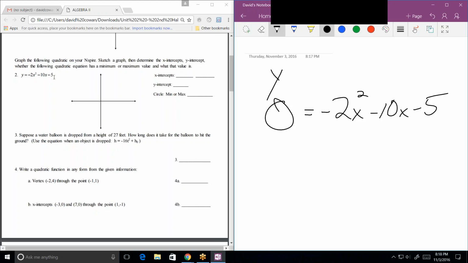So let's factor out a negative 1 and then divide both sides by negative 1. That's going to give us 0 equal 2x squared plus 10x plus 5. What's wrong with that? Nothing. That, incidentally, does not make the y-intercept plus 5. It looks like it could, but it doesn't. This is not equal to y. This is equal to 0.